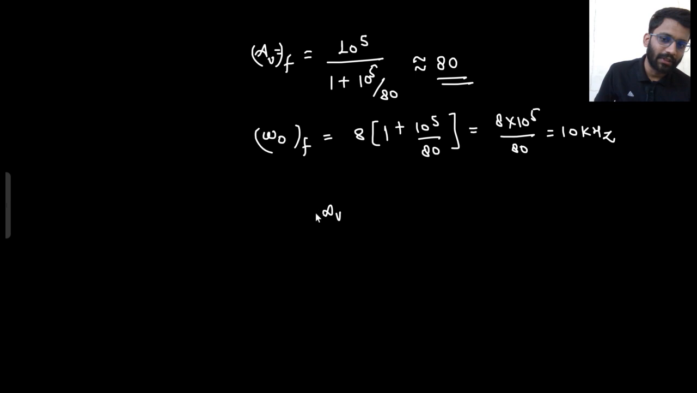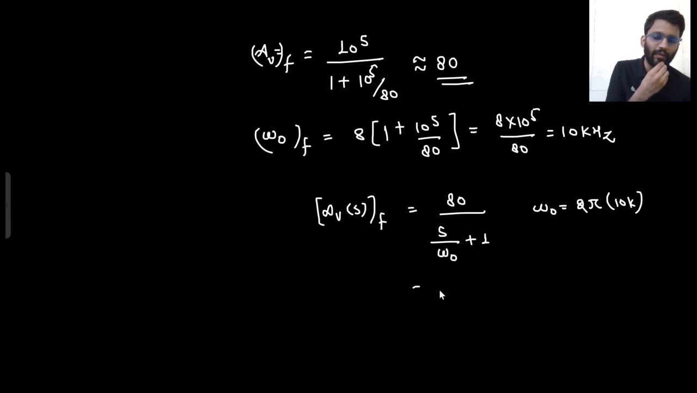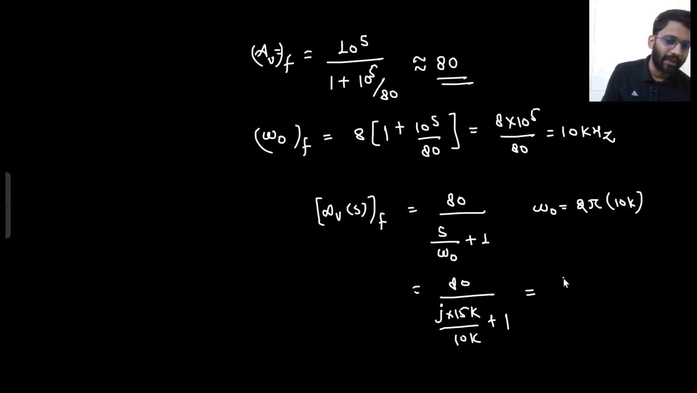So how you can write the response now? AVS with feedback. The response will be 80 upon S by omega naught plus 1, where omega naught value is 2 pi into 10k. This is the new value, and you need to find the gain at 15 kilohertz. So you can write f is 15 kilohertz divided by 10k plus 1, and from here you will calculate 80 upon 1.5 whole square plus 1. This is the other method of doing it.